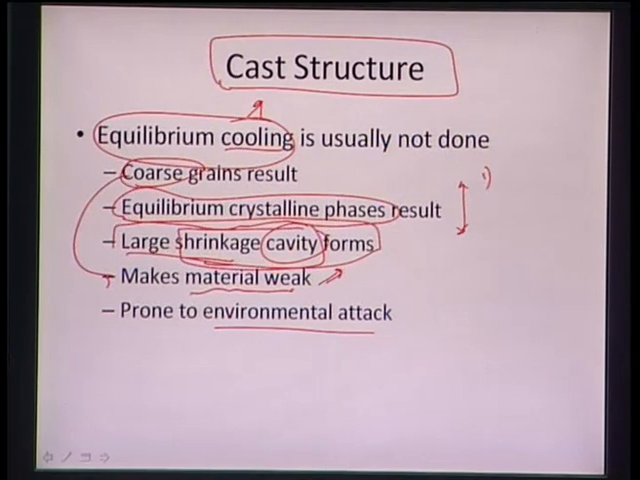And again, once we have very huge grains, or once the material is very weak, it will obviously be prone to environmental attack. So those are the limitations of the cast structure: first of all, it will make the grains very coarse, which will eventually result from the non-equilibrium cooling. Once we have very coarse grains, it will make the material very weak. Casting can also induce shrinkage cavities, and overall these things will make the material very prone to environmental attack. So those are the problems with the cast structure as such.